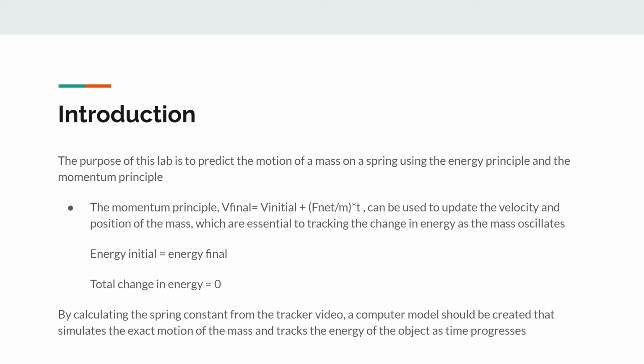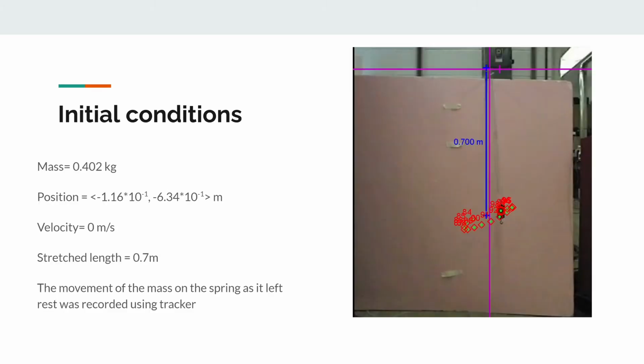By calculating the spring constant from the tracker video, a computer model should be created that simulates the exact motion of the mass and tracks the energy of the object as time progresses. So the initial conditions of this lab were a 0.402 kilogram mass, and it started roughly around the origin with an initial velocity of 0, and the stretched length of the spring was 0.7 meters. The movement of this mass on the spring as it left rest was recorded using Tracker.